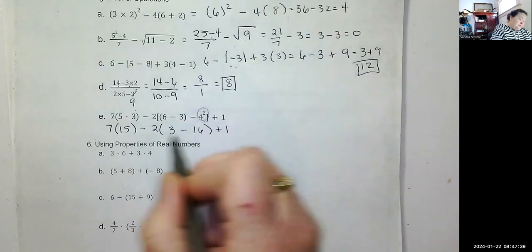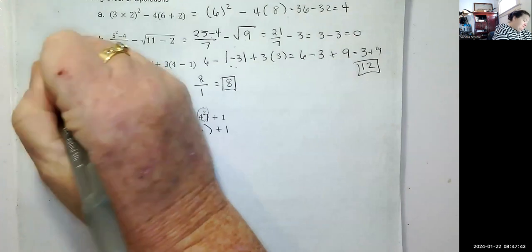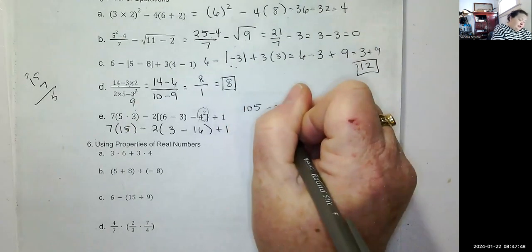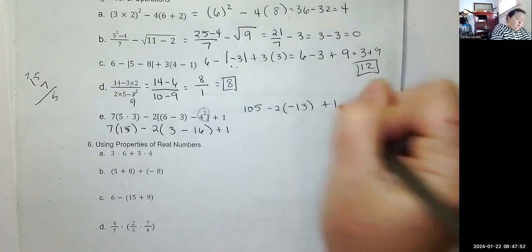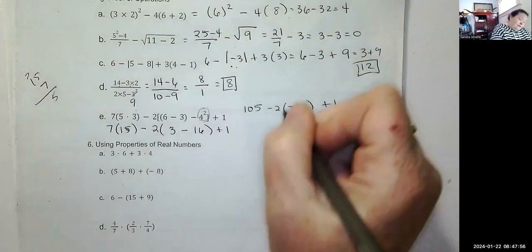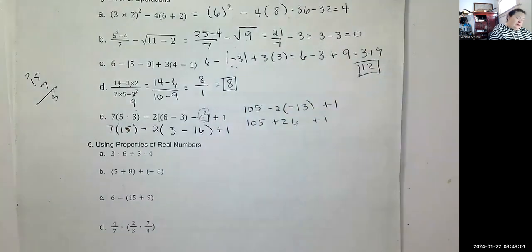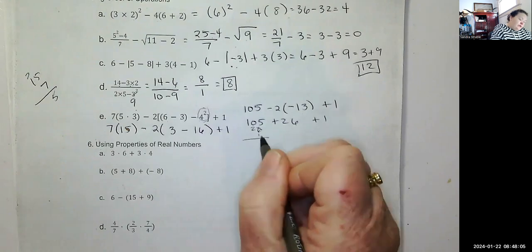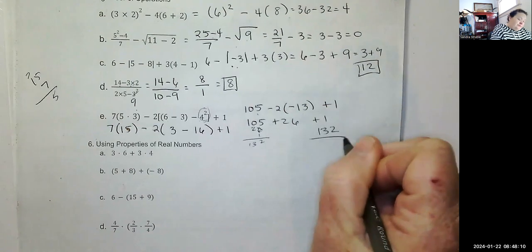All right, now I've got 7 times 15. Well, I'm supposed to do the parentheses, but I'm gonna go ahead and do these since they're a separate term. So bear with me. 105 minus 2 times 3 minus 16 is negative 13 plus 1. Now I'm going to multiply the negative 2 and the negative 13, which is positive 26. And now we just add everything. So 105, 26, and 1, so it's 132.